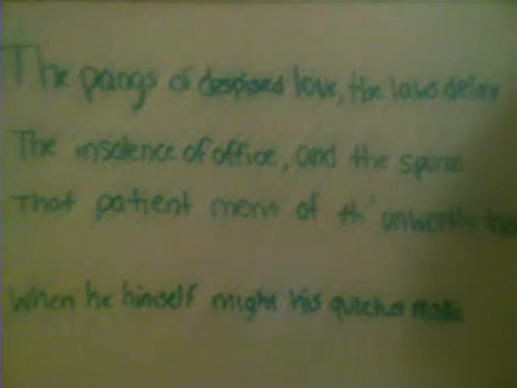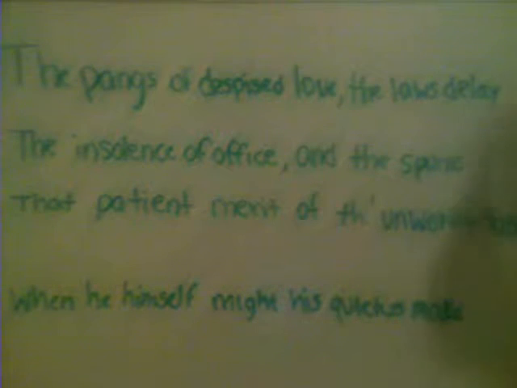Okay, so as you can see here, we have 4 lines of Shakespearean text. Now this text comes from Hamlet's famous "to be or not to be" soliloquy, and we're going to do an example scansion on these lines of text. Now the first thing you want to do with any scansion is to count the syllables in each line. So we're going to start with the first line and we're going to count the syllables. The pangs of despised love, the law's delay. So there are 10 syllables.